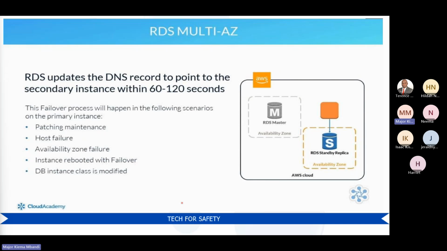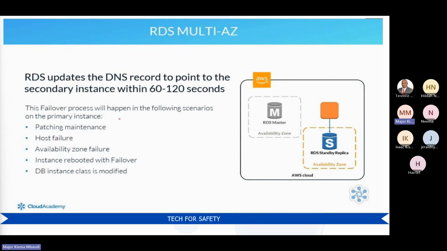So RDS updates the DNS record to point to the secondary instance within 60 to 120 seconds. So you can see in at most 2 minutes, the DNS record will be updated, and now the secondary will be able to become the primary to serve traffic.